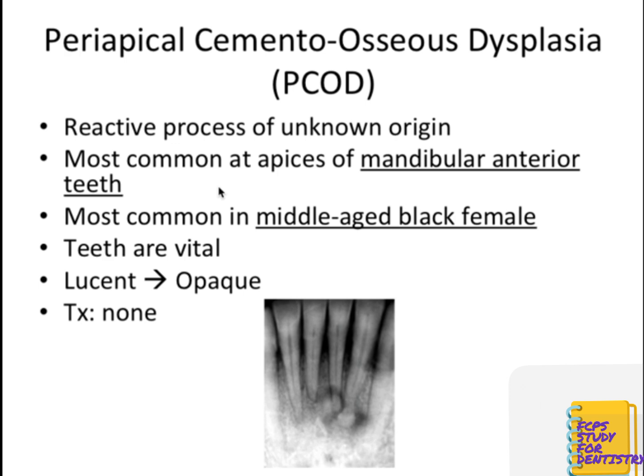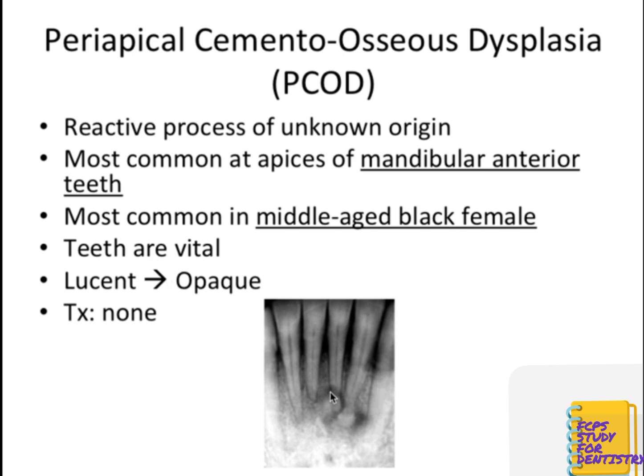Next, we have another very commonly tested one, periapical cemento-osseous dysplasia, or PCOD for short. This one is a reactive process of unknown origin, and it's by far most common at the apices of mandibular anterior teeth, as seen in this image here. And it's also most common in middle-aged Black females. And that is also a very commonly tested fact.